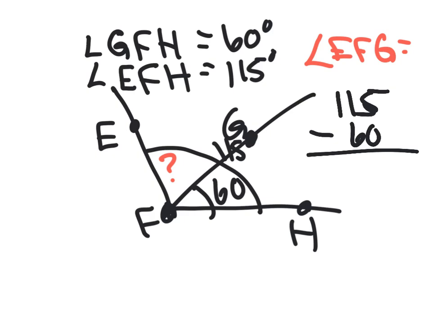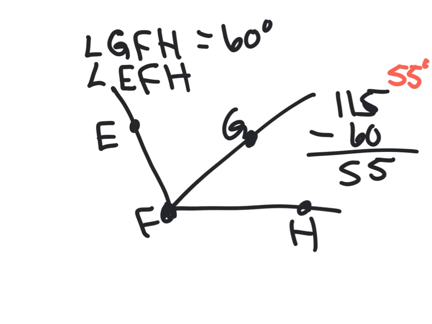5 minus 0 is 5. 11 minus 6 is 5. So according to those measurements, what does angle EFG equal? That's right, 55 degrees.